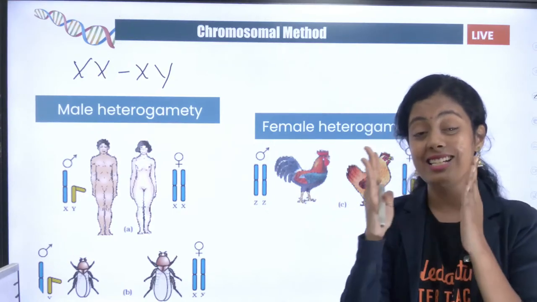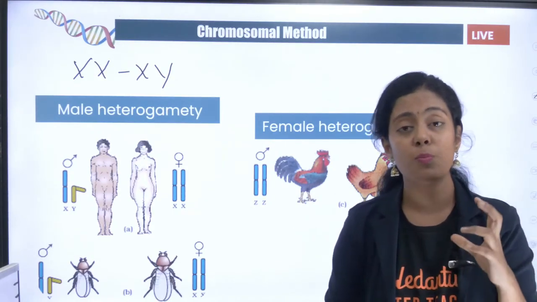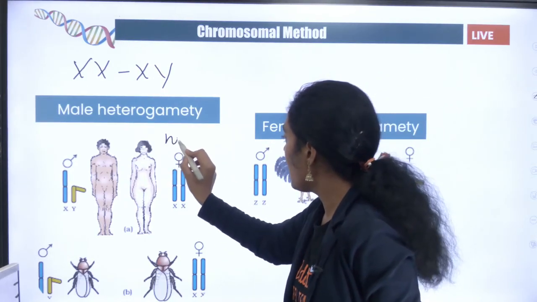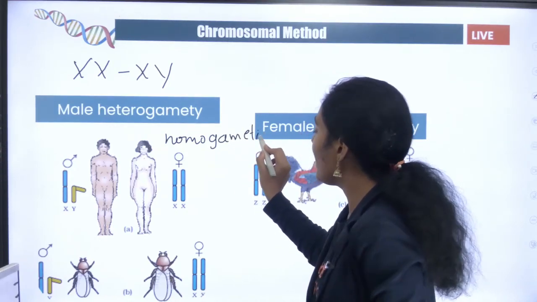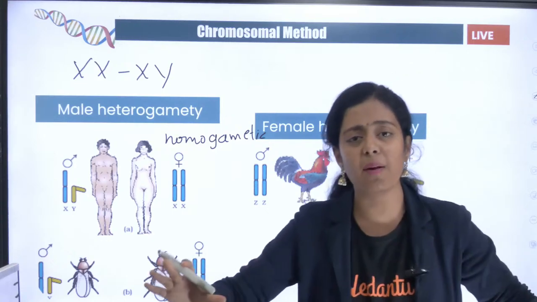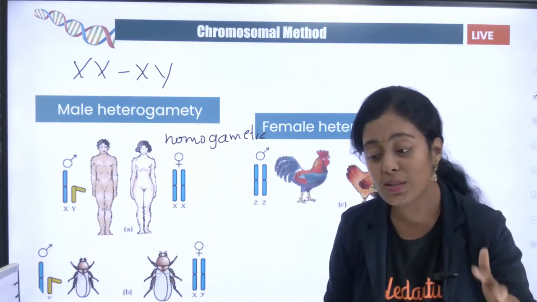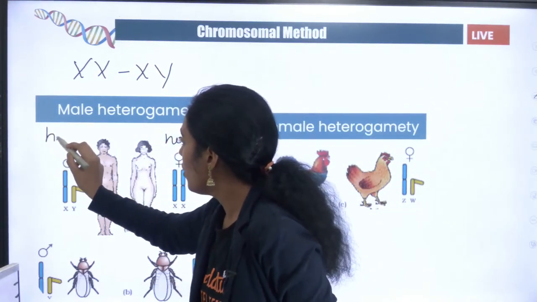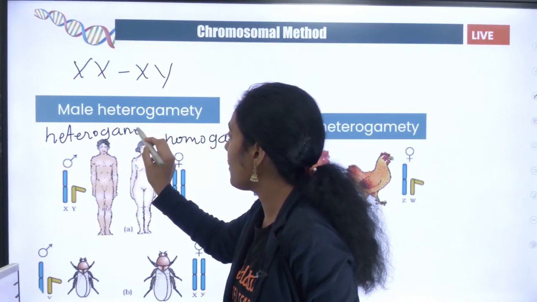What is this XX-XY type? Now, XX is your female, correct? They are going to produce similar kinds of gametes. So your females are homogametic. Okay, homogametic means they produce similar kinds of gametes. All the gametes that the female produces contain only the X chromosome. That is what we call homogametic. Then you have heterogametic. Okay, heterogametic means they produce two different kinds of gametes.